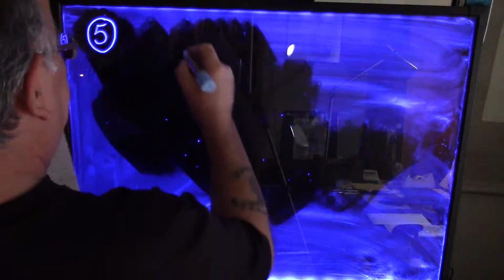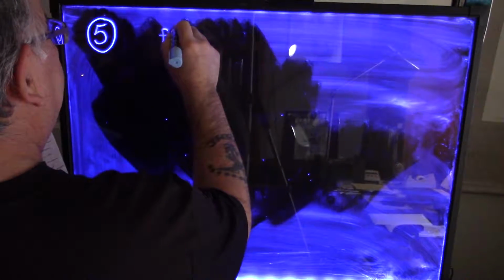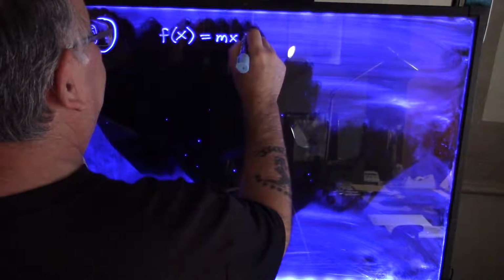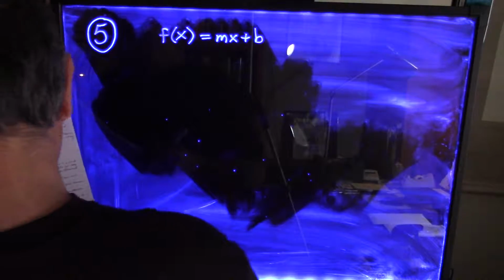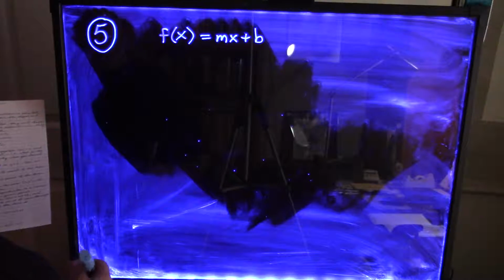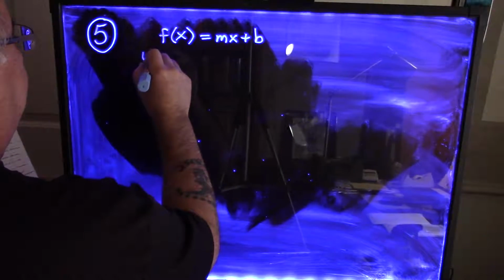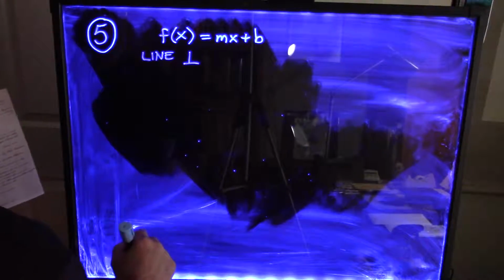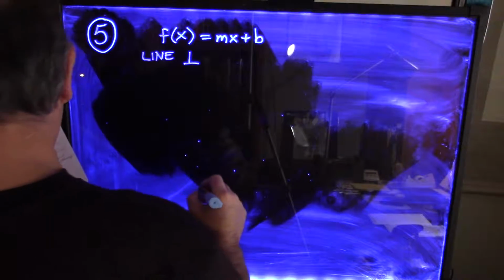Number 5. Explain how to find a line perpendicular to a linear function that passes through a given point. Okay, so let's let the linear function be f of x equals mx plus b. There's our linear function, written in slope-intercept form, mx plus b, all right? And let's say the line perpendicular to it, I'll use the symbol for perpendicular from geometry, upside down capital T.